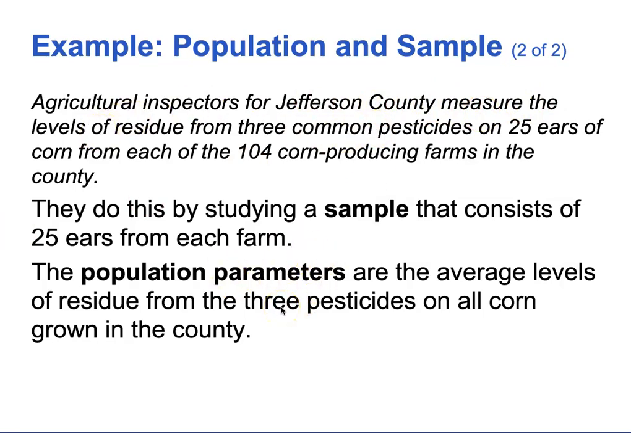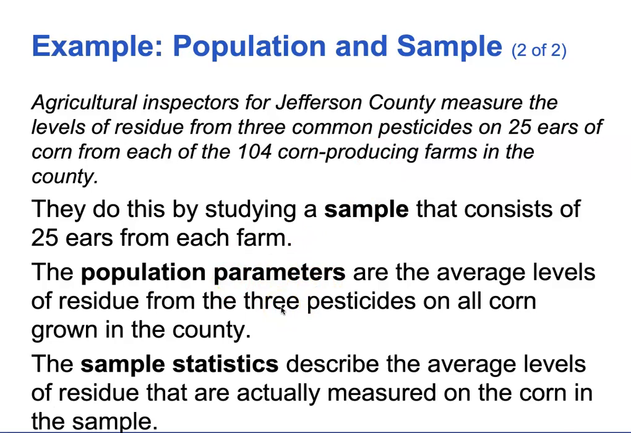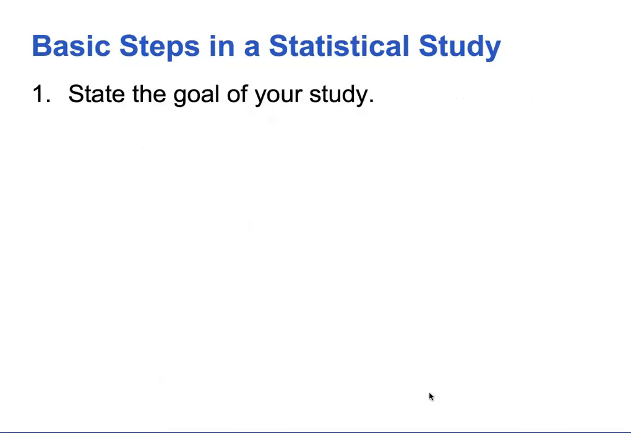That's what you're studying. Sample statistics describe the average level of residue that are actually measured on the corn in the sample. The population parameters state what you're doing. The sample statistics are what they're actually going to tell you. When we do the experiment, they are actually going to give you the measure of the levels of residue on all the corn samples. All right, there are basic steps to a statistical study.